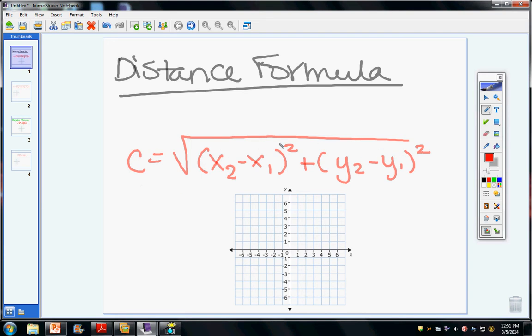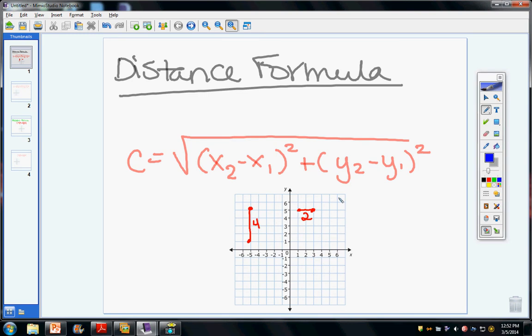I'm not going to go into a lot of detail about where the distance formula comes from, but I'm going to talk about it real quickly. If I gave you these 2 points right here, you could see very quickly that the distance between these points is 2. Or if I gave you these 2 points right here, you could see pretty quickly that the distance between these 2 points is 4.